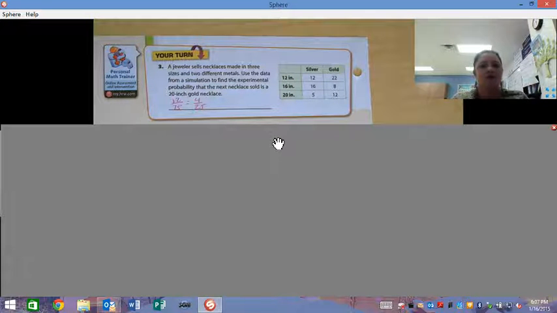A jeweler sells necklaces made in 3 sizes and 2 different metals. Use the data from a simulation to find the experimental probability that the next necklace sold is a 20-inch gold necklace. Okay, we've got 12 out of 75, and when we simplify, you need to get 4 out of 25.